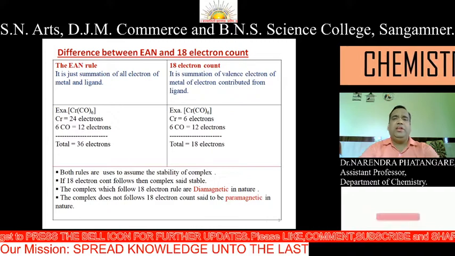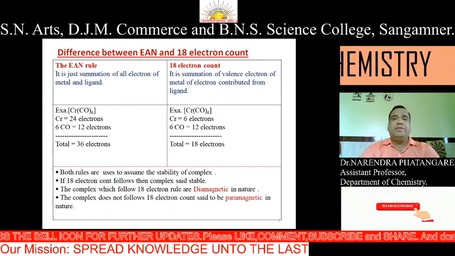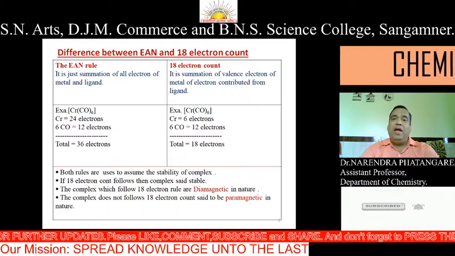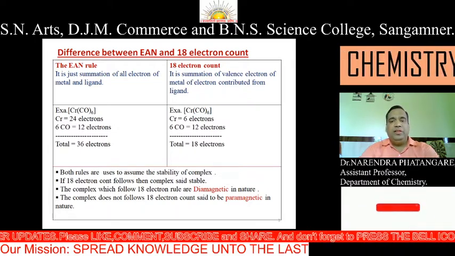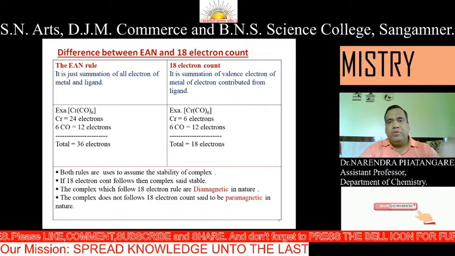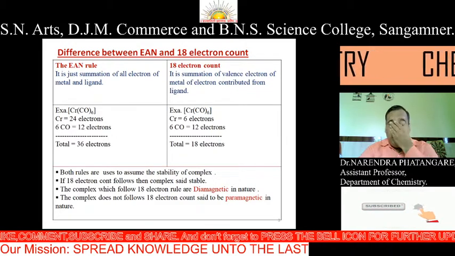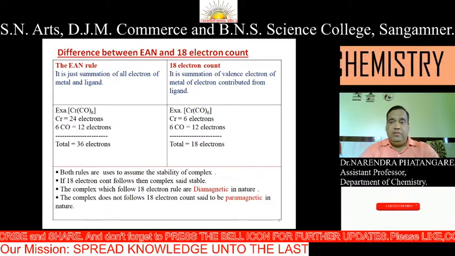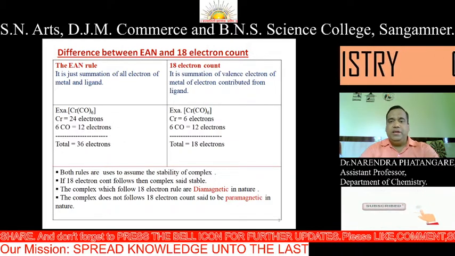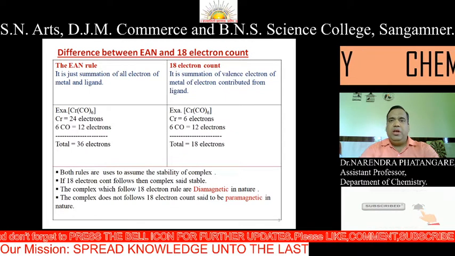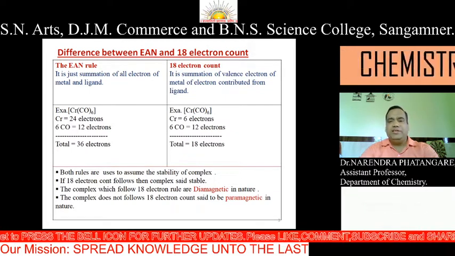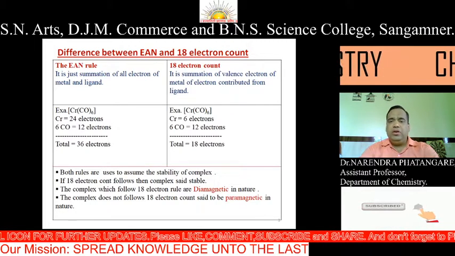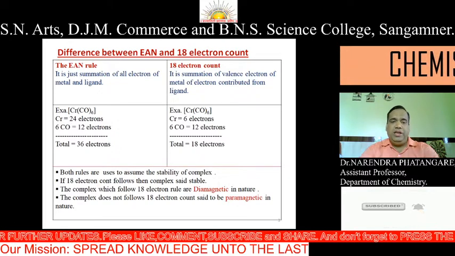Then in the case of the 18 electron count, it is again a summation, but it is only the summation of the valence electrons of the metal and the electrons contributed from the ligands. That means in the 18 electron count, we have to consider only the valence electrons of the metal. For example, again the same example Cr(CO)6, in which chromium has 6 valence electrons, while 6 CO contribute 12 electrons, and therefore the total count becomes 18 electrons.